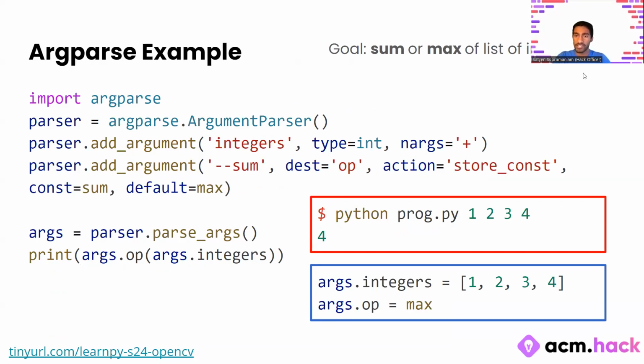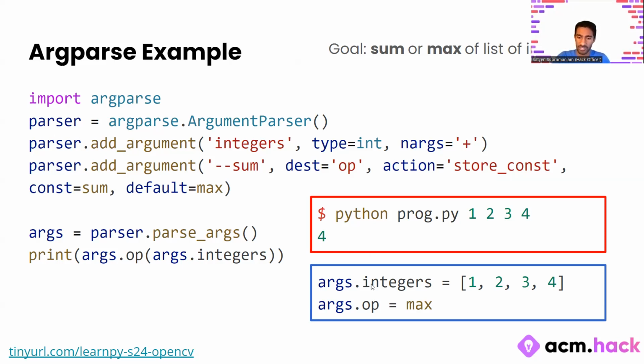Okay, so let's look at an example of argparse. I know there's a lot of stuff on the screen, so let's just break it down very simply. It's the same program, just the implementation. Again, we're just taking the sum or the max of a list of integers. In the red box, we can see the command that we're running. In this case, we are giving the list and we're not providing that sum flag, right? And then we'll expect the output to be the max, which in this case is 4, right? And we see that 4 is what's outputted.